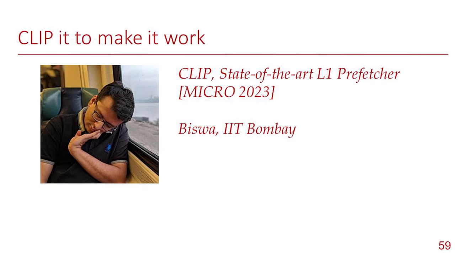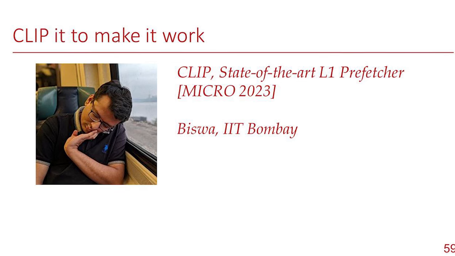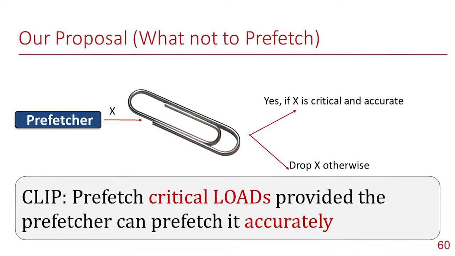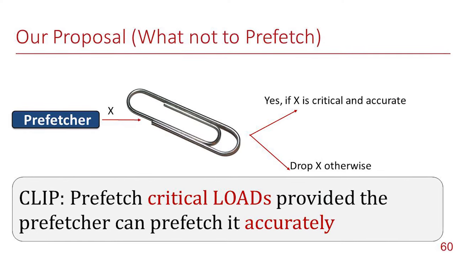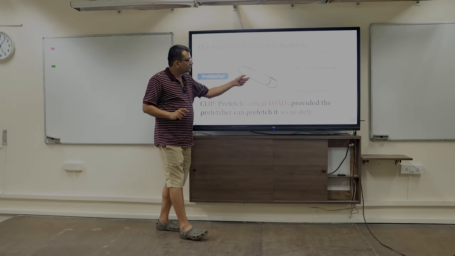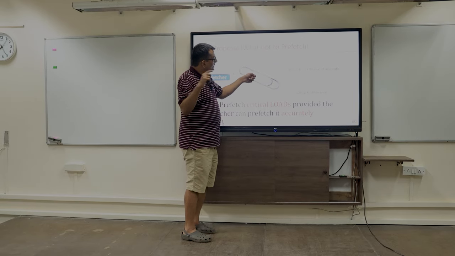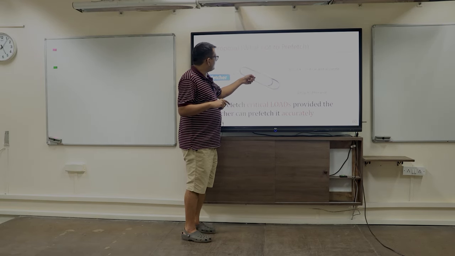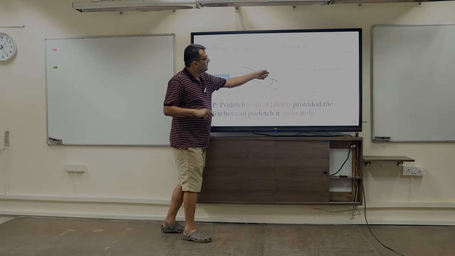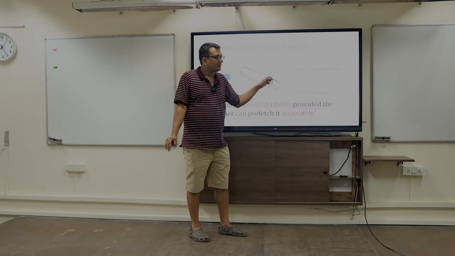So this idea actually came last year in one of the top conferences called MICRO. The idea is this. The name of the idea is CLIP. What it does is, for every prefetcher, you put a small structure and ask, for a given access, whether I should go ahead and prefetch or I should drop it. Because anyway, things are not looking good.